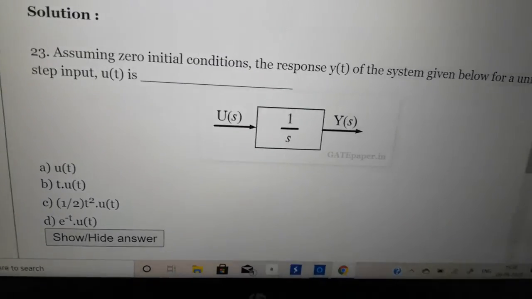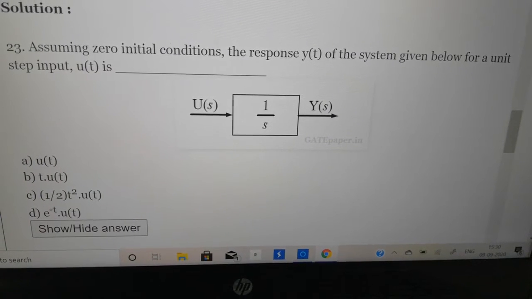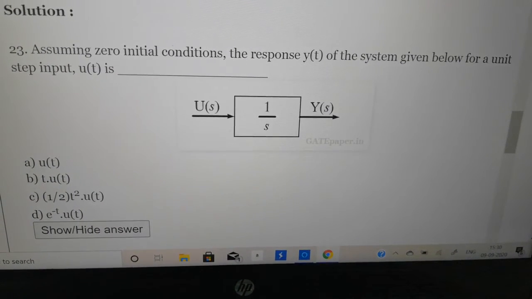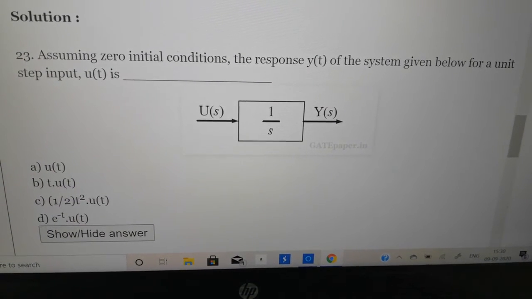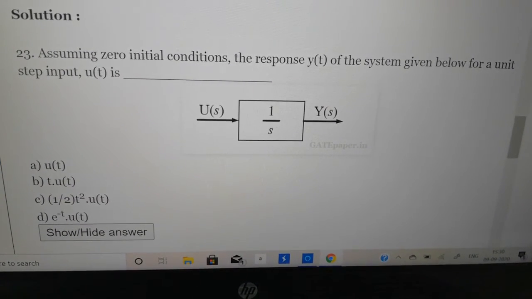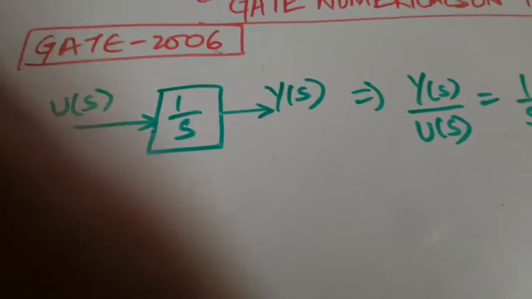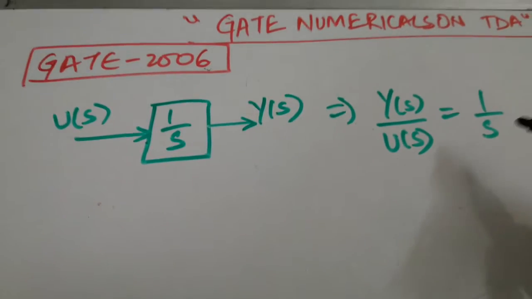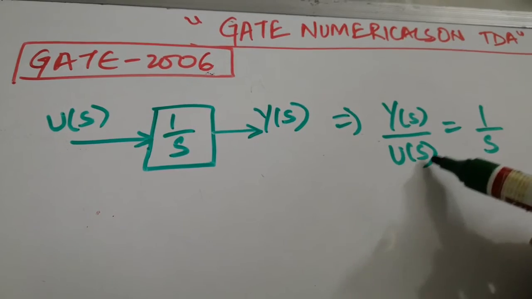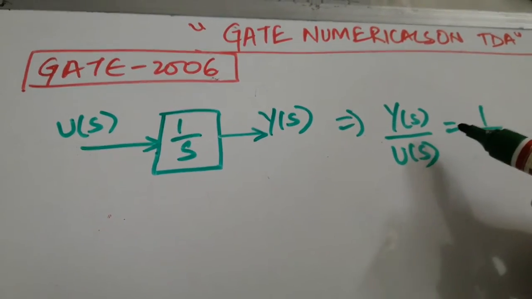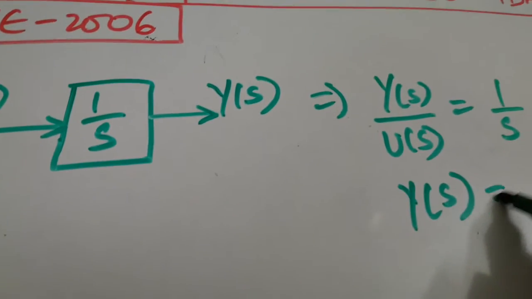Now we come on to this numerical, that is: assuming zero initial conditions, the response y(t) of the system given below for a unit step input will be what? So you have to find the value of u(t) from here. Let's first draw it and then calculate the value of u(t), because this is in the s domain. Now I have drawn the same block here, and my Y(s) upon U(s) will be equal to 1 upon s. Now I have been given that U(s) is equal to unit step. So we know that this Y(s) will be equal to what?